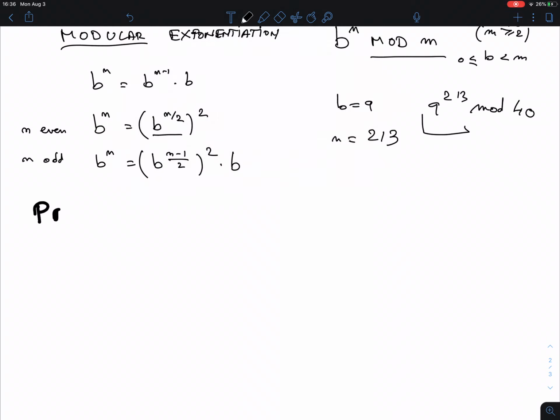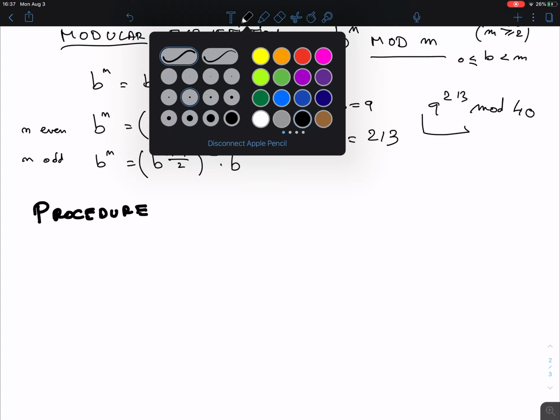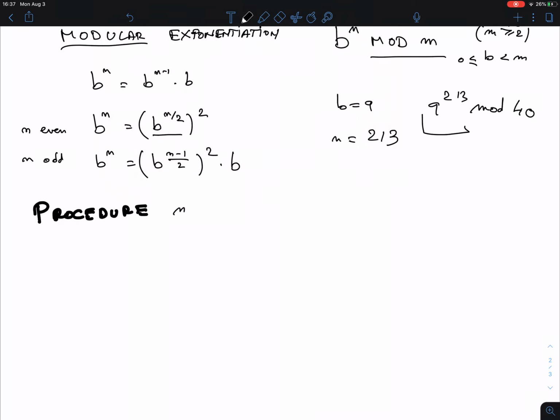So the procedure, I'll call it modular exponentiation. Let me write it as mod exp. And it applies to b, n, and m, three integers which I already told you what they are. Okay. So what does it do?